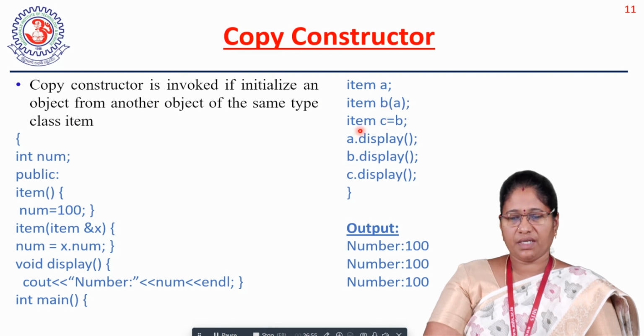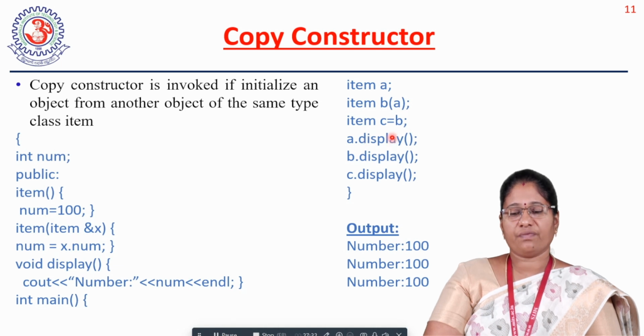Come to your next line. This is also, we will say, the copy constructor. We will say it is assigning one object to another object. Here item is your class name and C is your object. Here I am going to assign the B object to the C object. Whatever value is in the B object, that value is copied to C. So this is also the copy constructor. So we have given two different kinds of ways.